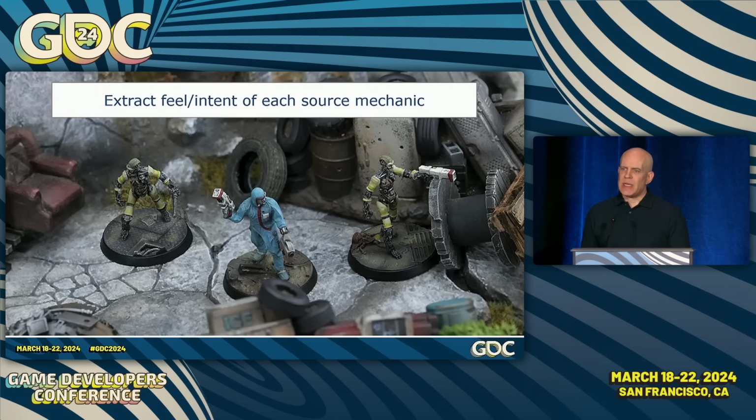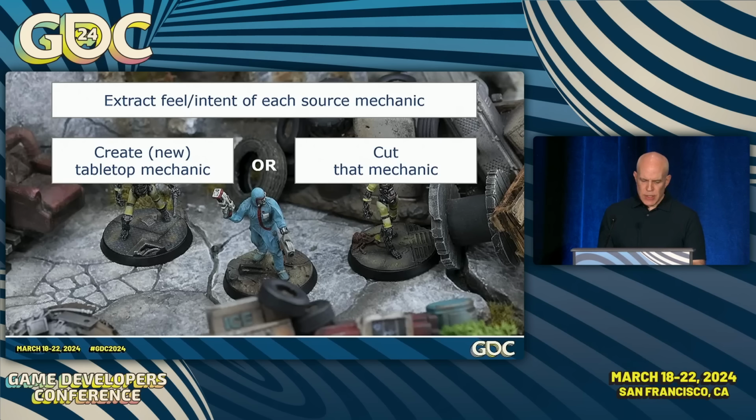So I went through and I extracted the feel and intent of each mechanic in the source and considered their playability and also their practicality for a war game. Unsurprisingly, none of them were directly usable. So there are going to have to be changes. They'd either need to be included by converting them into some kind of tabletop game mechanic, I'll use the phrase mechanic, or they'd need to be cut.